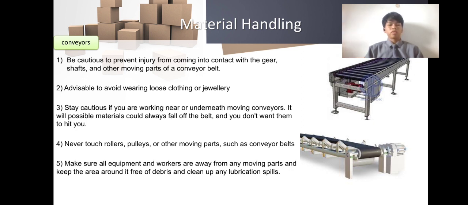So if you are working near or underneath a moving conveyor, possible material could always fall off the belt, and you must be careful so the material doesn't hit you. So if you start to operate the conveyor, never touch the roller or other moving parts such as the conveyor belt. Make sure all the equipment and workers are away from any moving part, and keep the area around it free of debris and clean of lubrication spill.